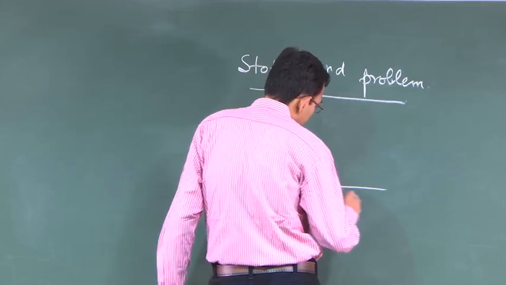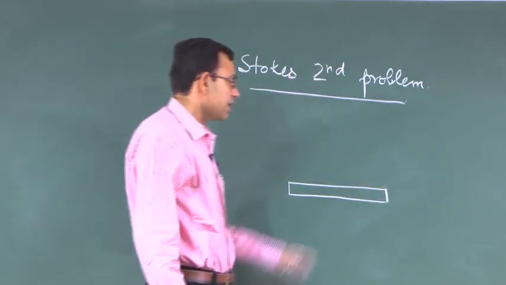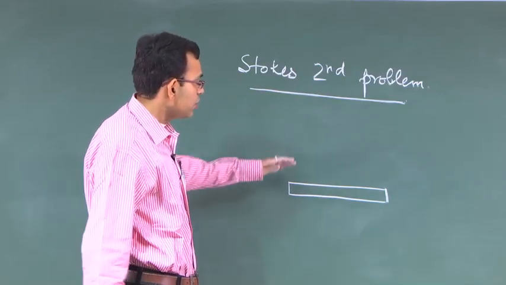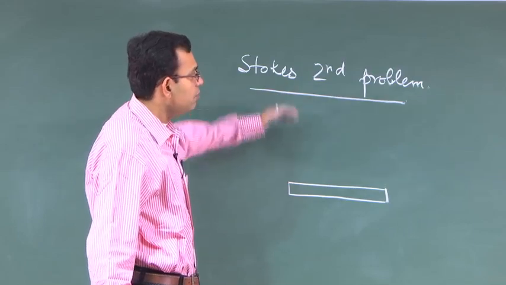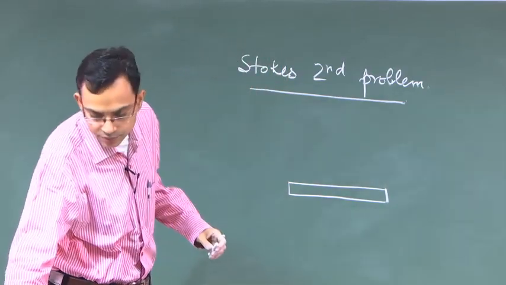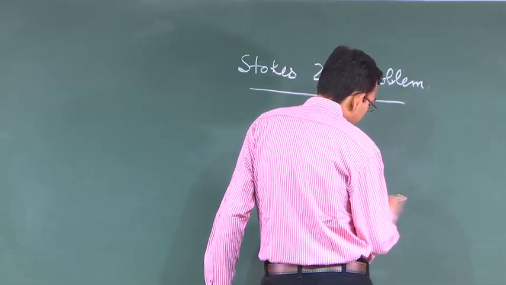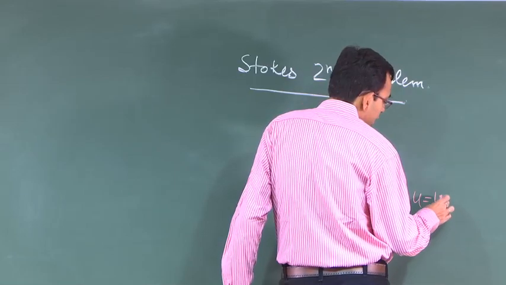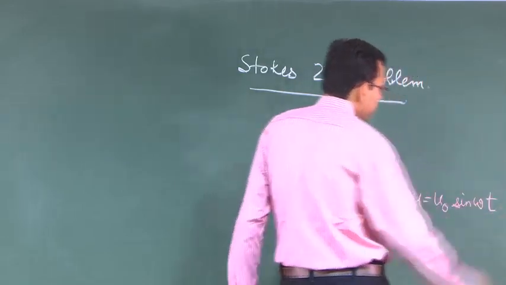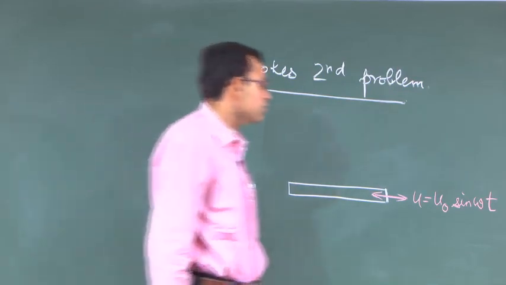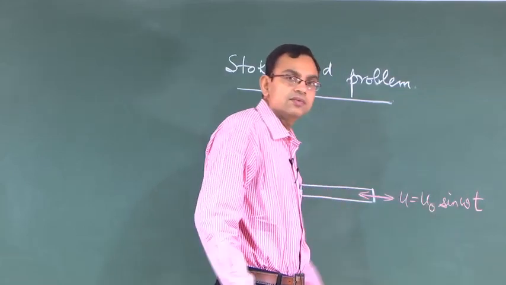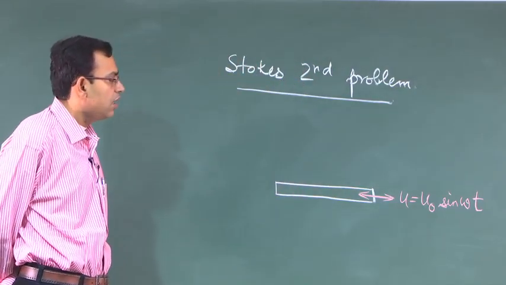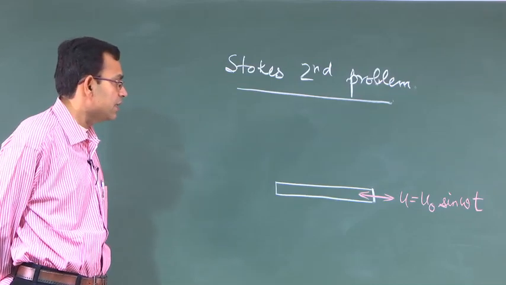The Stokes problem is all about a plate on which a sudden movement is actuated, and how the fluid on one side of the plate responds to that. In this case also there is an unbounded fluid on one side, but a major difference is that this plate, instead of being dragged in one direction, is being oscillated. It could be sine or cosine; as an example, I am taking sine. So, u equal to u 0 sine omega t, where omega is the angular frequency at which the plate is oscillated.